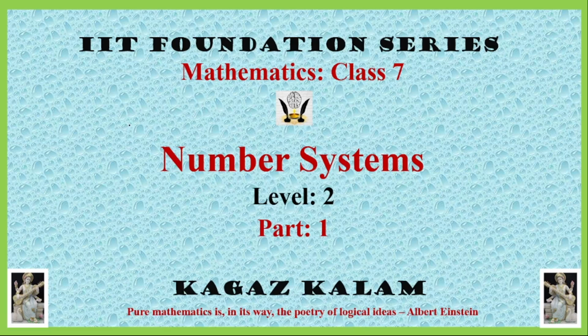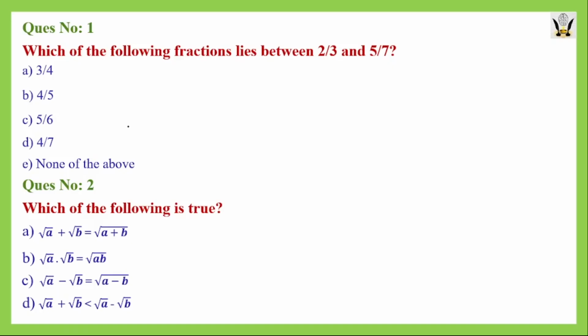In today's class, we will solve a few problem sums based on number systems which are of level 2. The first problem sum says: which of the following fractions lies between 2/3 and 5/7? The numbers that are given have different denominators, 3 and 7 respectively. When we solve this type of problem sum, we make the denominator the same, so that with respect to that denominator we can compare the numerators.